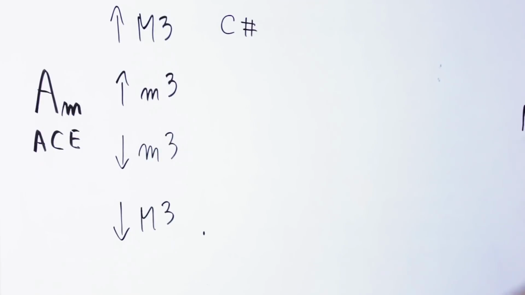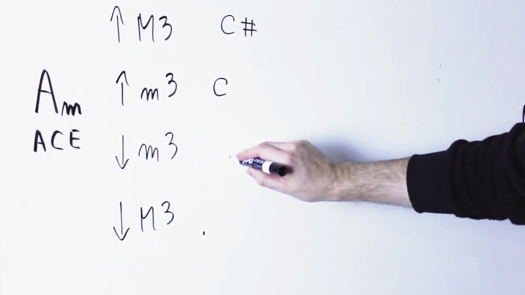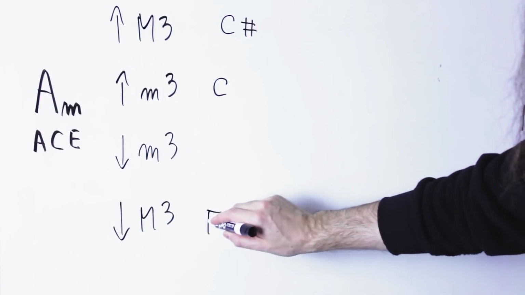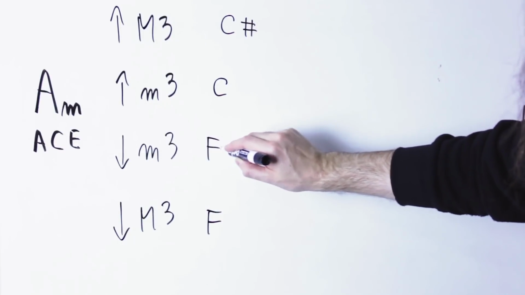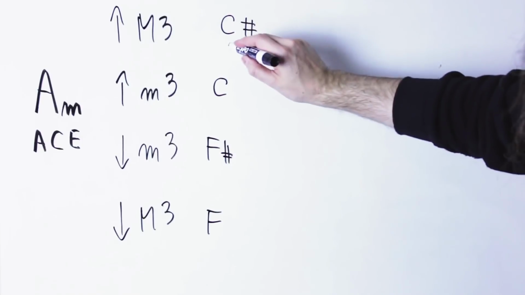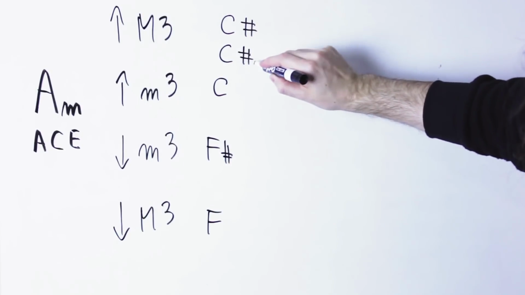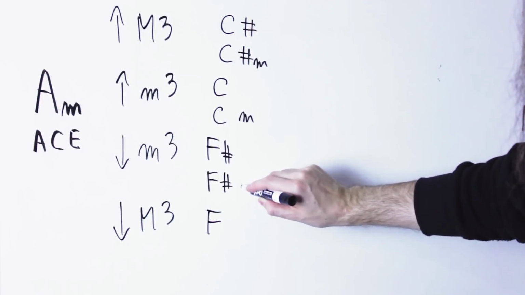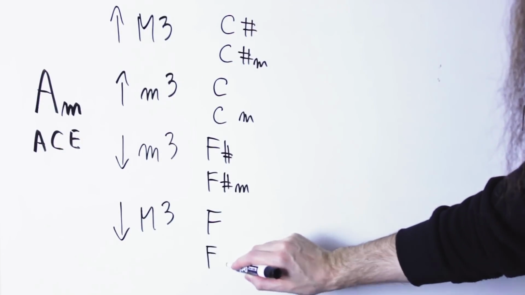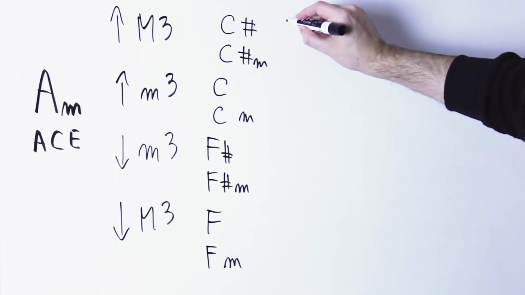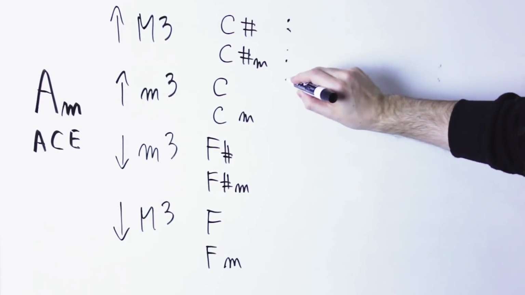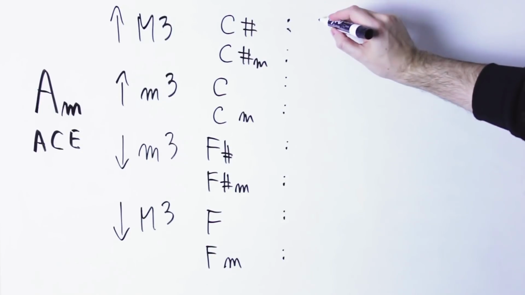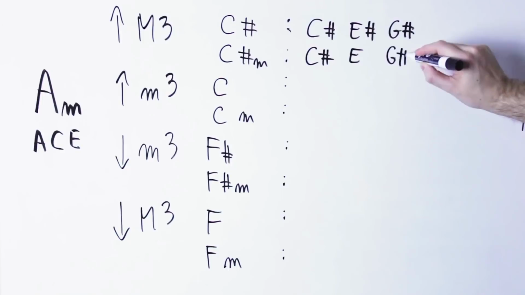So from A we can go up or down. If we go up, we can go up a major third to C sharp or a minor third to C. And if we go down, we can go down a major third to F or a minor third to F sharp. And any one of those chords can be either major or minor. So we can have C sharp major, C sharp minor, C major, C minor, F major, F minor, F sharp major, F sharp minor. Now, not all those chords are created equal.